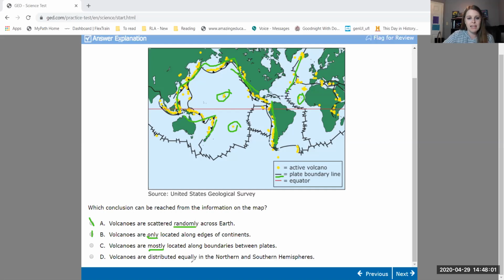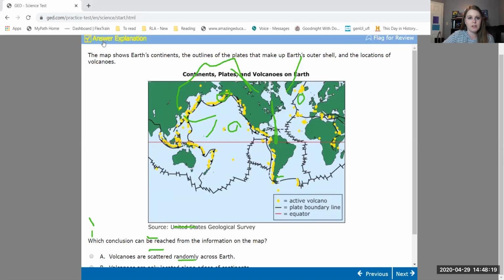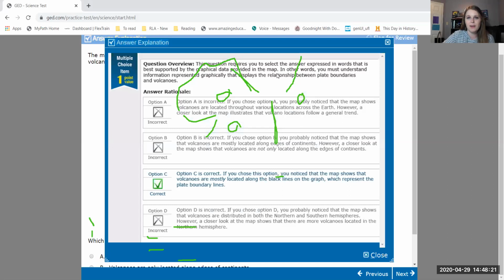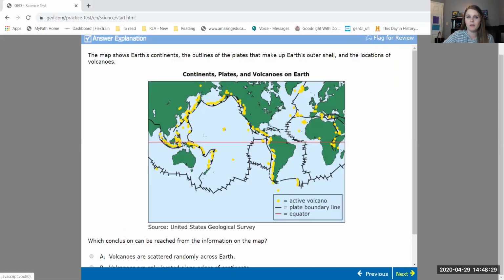Volcanoes are distributed equally in the northern and southern hemispheres. Distributed equally. Maybe. It's kind of hard to tell, but I think there's a bit more up top than there are at the bottom. So I don't think it's answer D. I think it's going to have to be answer C. And we can hit our answer explanation, and it tells us that we are correct. And again, if you want to practice this yourself, you can read the descriptions on each one of those.